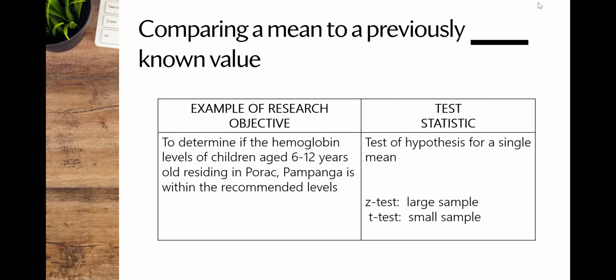The following slides give us examples of research objectives and the corresponding statistical test or test statistic to use. For example, if the objective reads this way: to determine if the hemoglobin levels of children aged 6 to 12 years old residing in Porac, Pampanga is within the recommended levels, then we're doing a test of hypothesis for a single mean, and we use z-test for a large sample or t-test for a small sample.